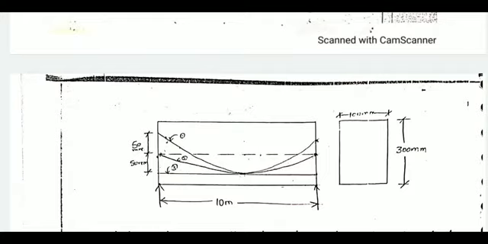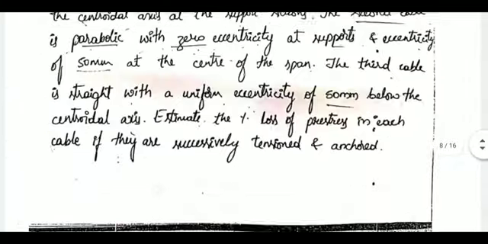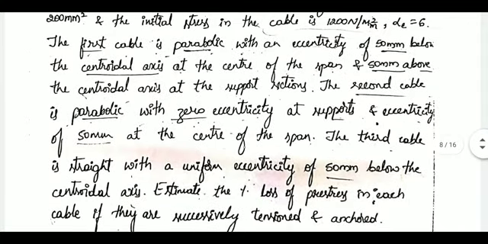Okay, so let us consider the first cable. Here the profile of the first cable is given. The first cable is parabolic with an eccentricity of 50 mm below the centroidal axis at the center of the span.